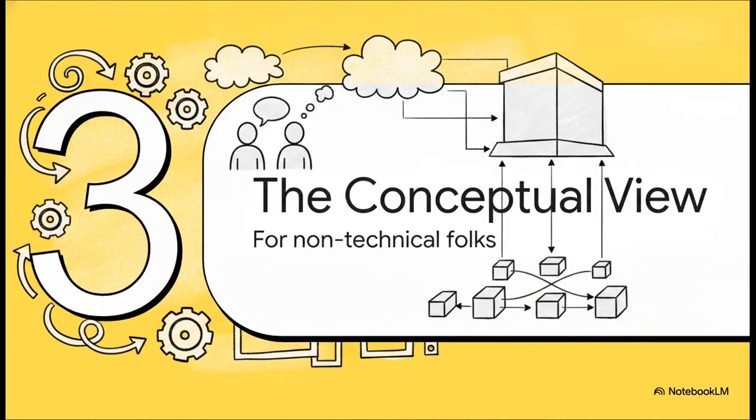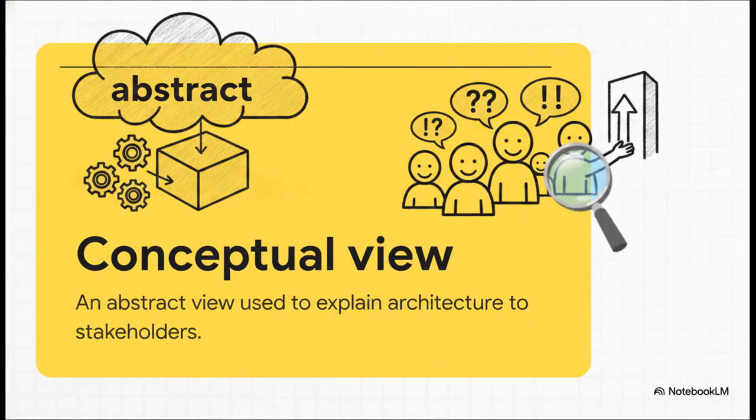Section 3. Adding the conceptual view. Expanding this model for our non-technical stakeholders. So while Kruchten's model is undoubtedly fantastic, other researchers, specifically someone named Hofmeister, suggested we need to expand it just a bit to help conceptualize the system for people who don't write code. This expansion is known as the conceptual view.